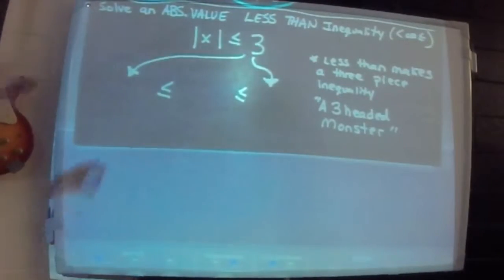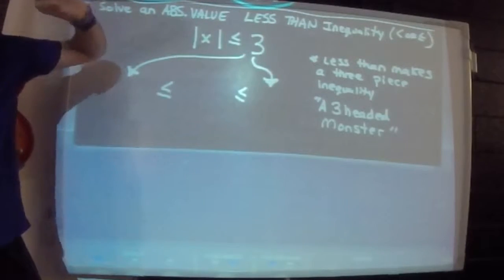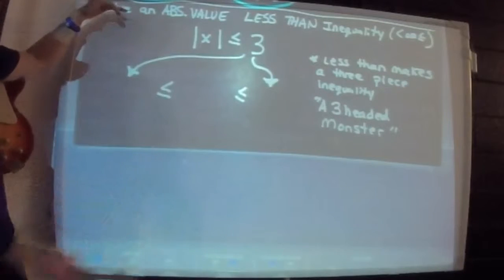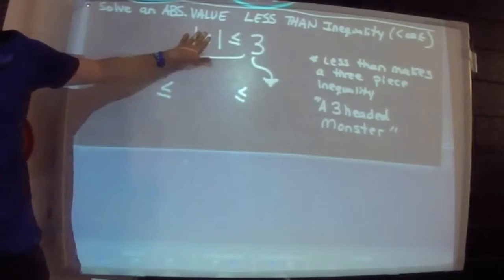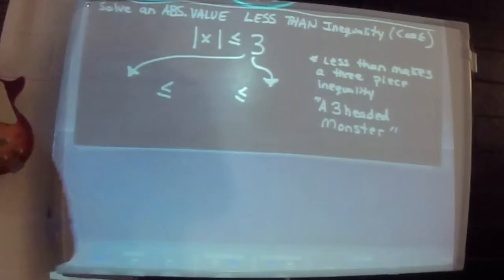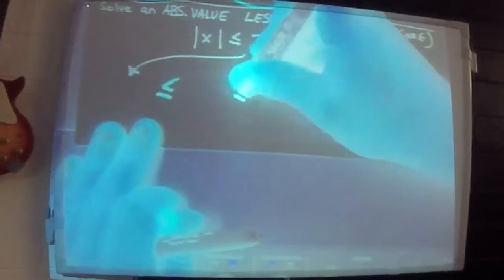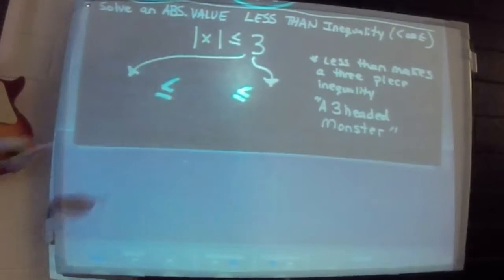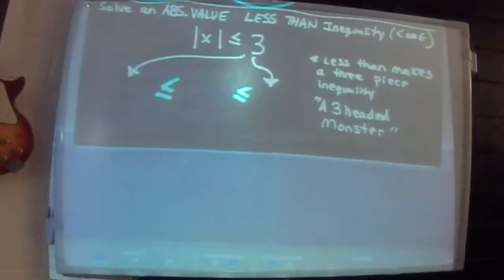All right, now less than. On absolute value less than problems, these are where you end up getting the three-headed monster. So it's not actually a hard thing to do, but this is what the process is going to be. We've got absolute value of x is less than or equal to 3. So you're going to make a three-headed monster with two less than signs. First thing to do is you put negative 3 and positive 3 on the outside.